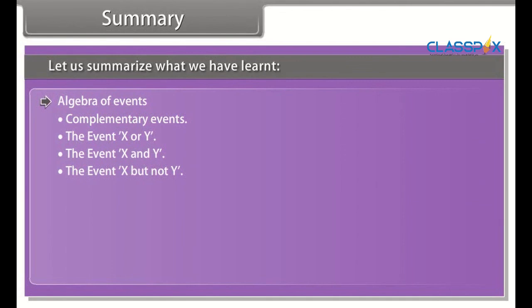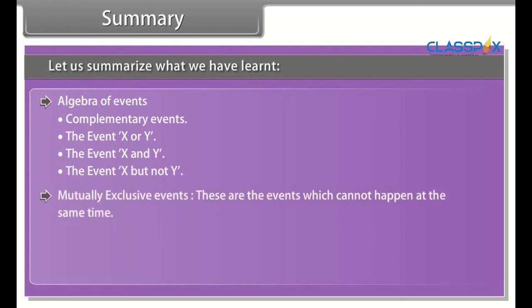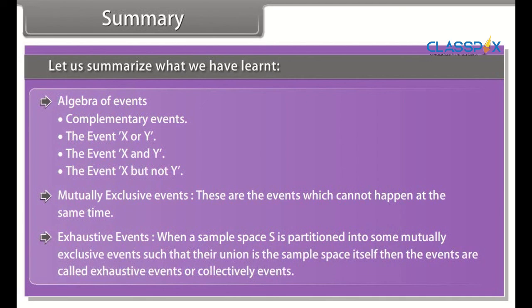Algebra of events. 1. Complementary events. 2. The event X or Y. 3. The event X and Y. 4. The event X but not Y. Mutually exclusive events are the events which cannot happen at the same time. Exhaustive events: when a sample space S is partitioned into some mutually exclusive events such that their union is the sample space itself, then the events are called exhaustive events or collectively exhaustive events.